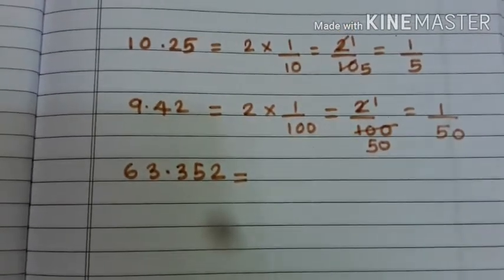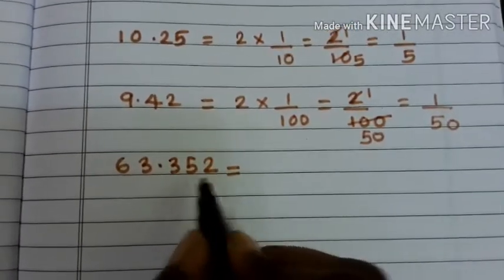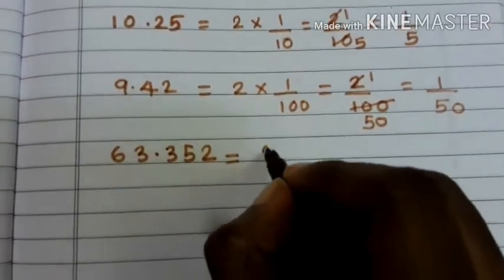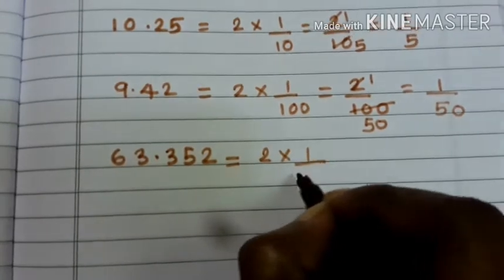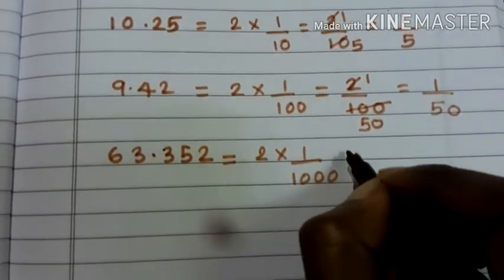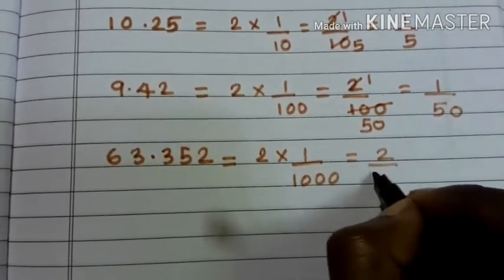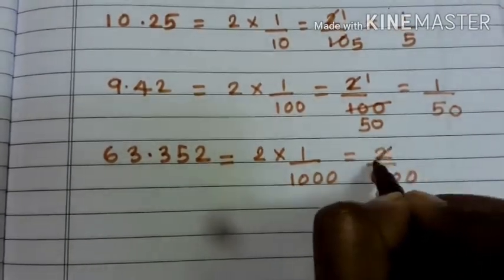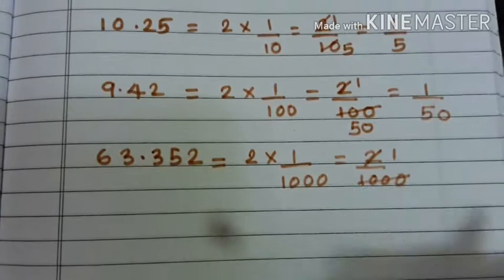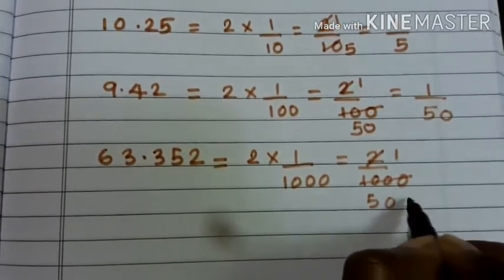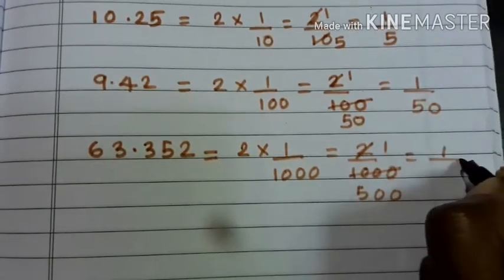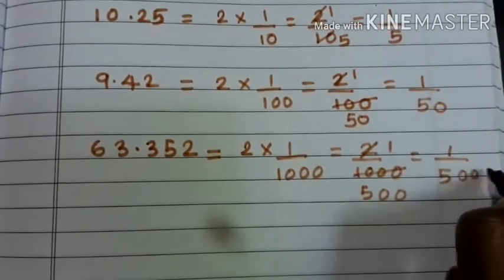Then the next number, find out the place value of 2 in this decimal number. 2 is in 1 by 1000 place. So we write 2 into 1 by 1000. So here 2 by 1000. Then cancel the number by 2. We get 500. So here the answer is 1 by 500.